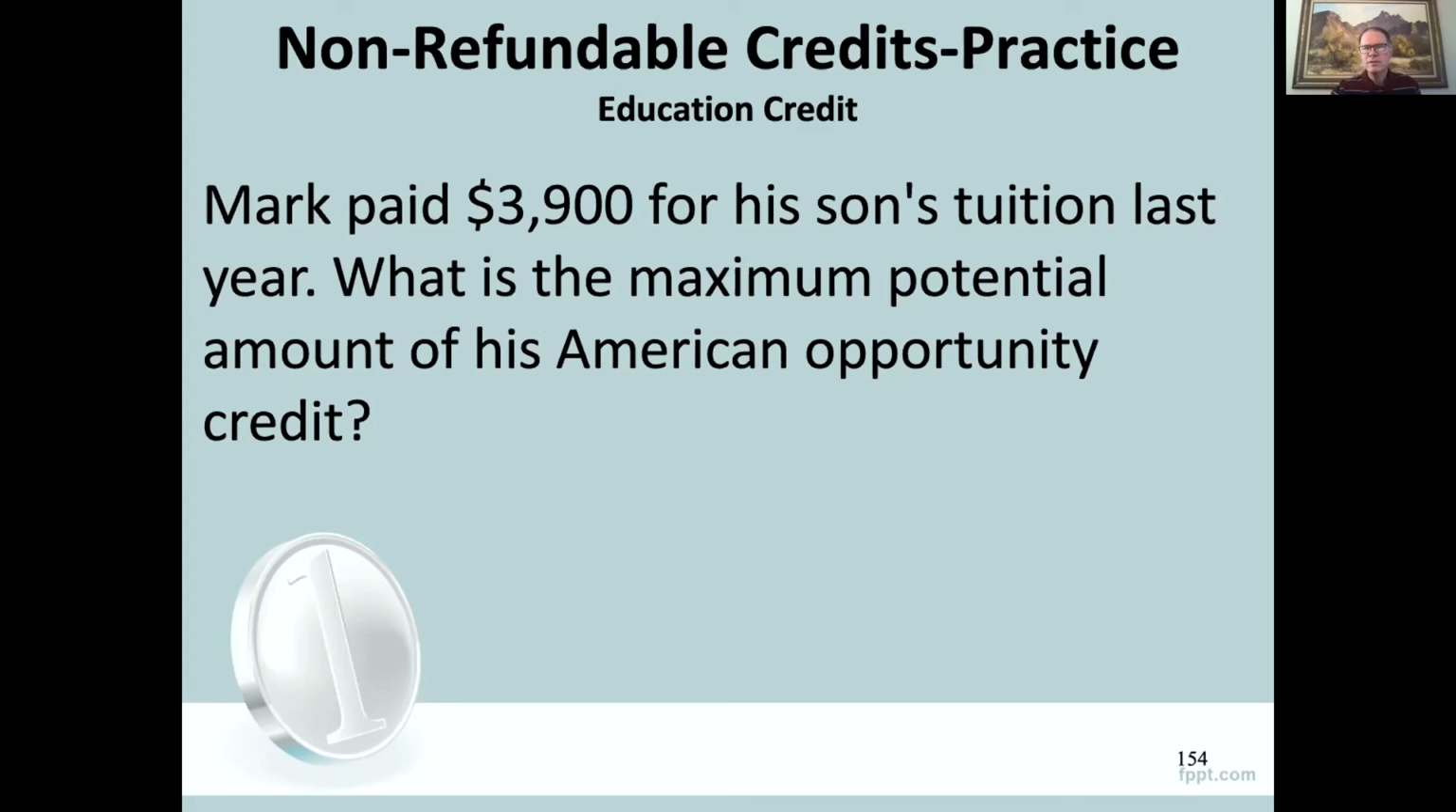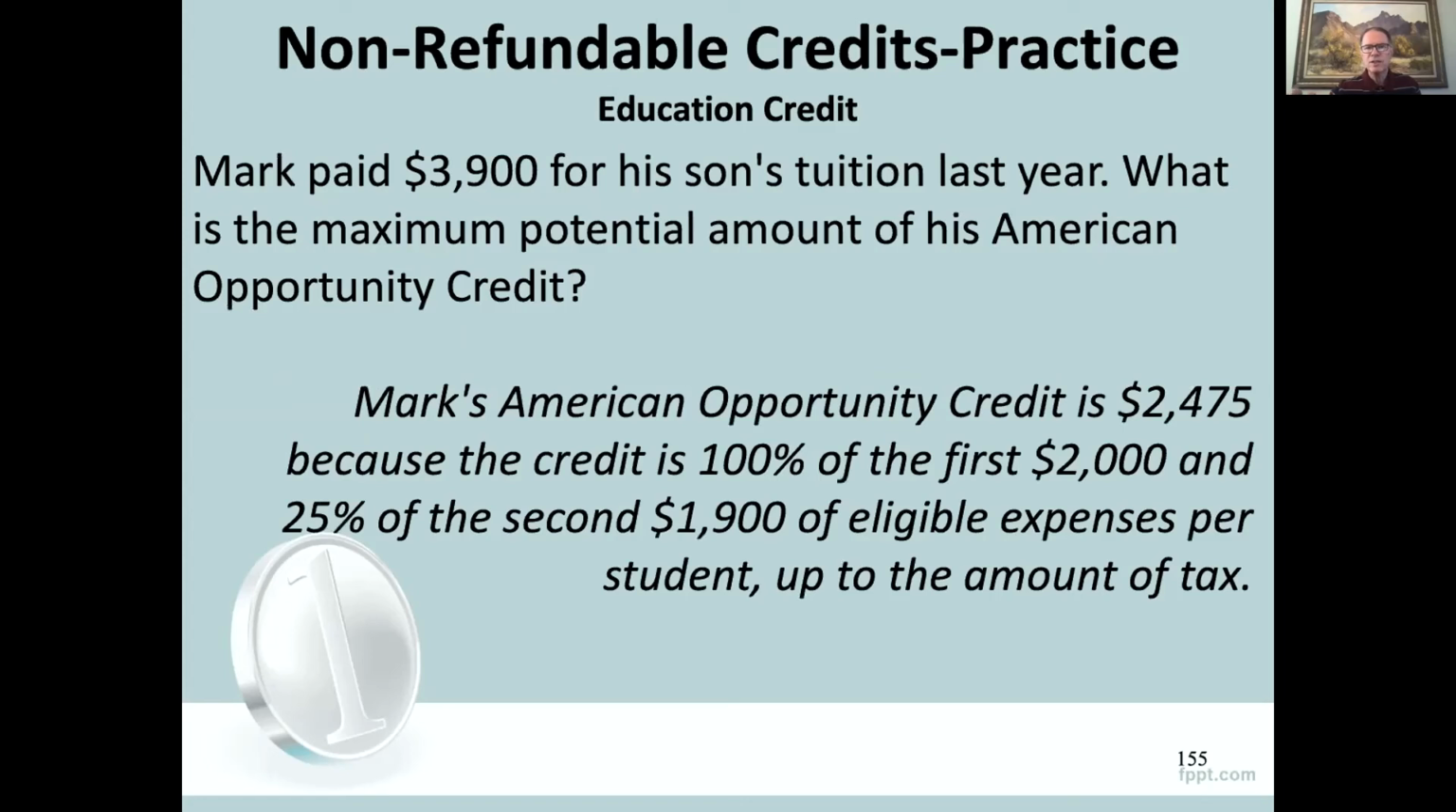Ooh, now this one's tough, because this is one of those things where I'm asking you to do a calculation. Oh man, I don't do calculations. Let the software do it. Mark paid $3,900 for his son's tuition last year. What's the maximum potential amount for his American Opportunity Credit? I'm not going to ask you to think about that. Let's just tell you it's going to be $2,475. You get 100% of the first $2,000 and 25% of the second $2,000, which is in this case $1,900, and that's how it's calculated.